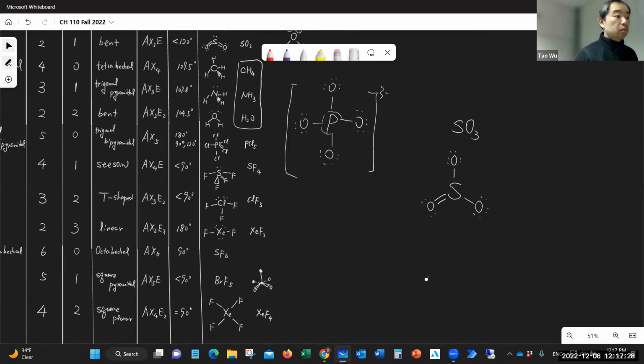Then what do you do? Look at the central atom. How many electron domains does it have? 1, 2, 3. This one has 3 electron domains. Any lone pairs? No lone pairs.